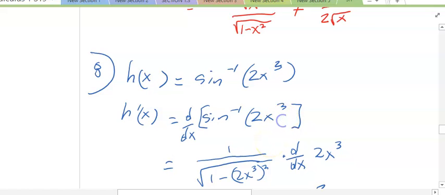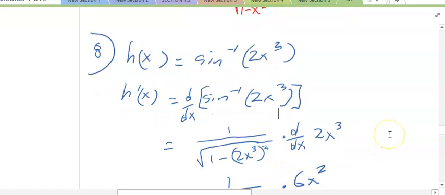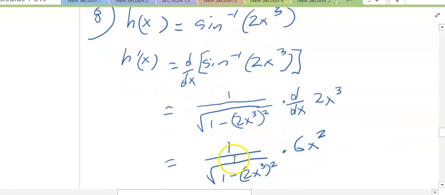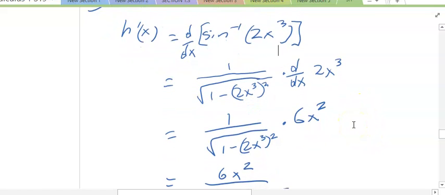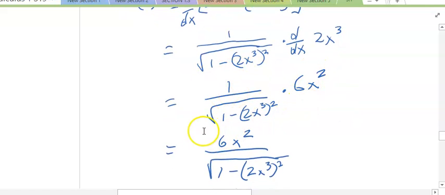Let's keep this 2x cubed in the correct format. The cube was inside, so let's keep the cube inside. 1 over radical 1 minus 2x cubed squared, times d/dx of 2x cubed. So that's going to be equal to 1 over radical 1 minus 2x cubed squared times 6x squared. And then we can bring the 6x squared to the top to finally complete this simplification. So it becomes 6x squared over radical 1 minus parentheses 2x cubed squared, and we're done.